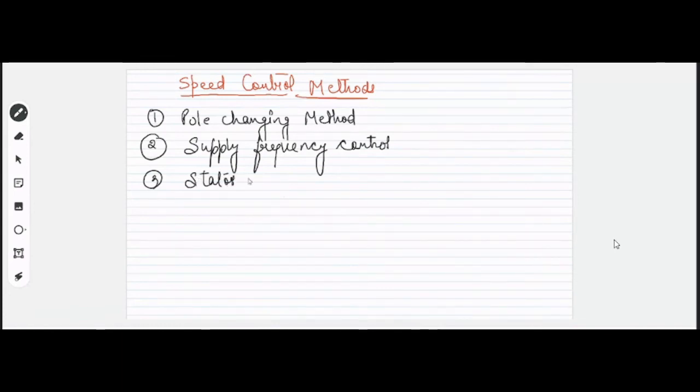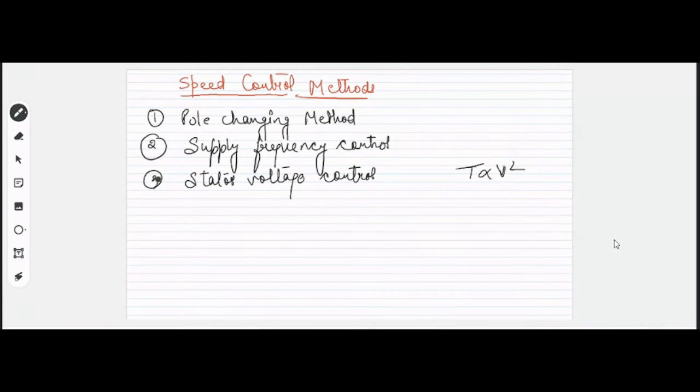I will explain what we have in the stator voltage control, right? We already have learned that torque is proportional to the voltage square, right? So if we are going to vary this voltage, obviously we are going to have the variation in the torque, and because of that we are going to have the variation in the speed, right? So this is the third method.